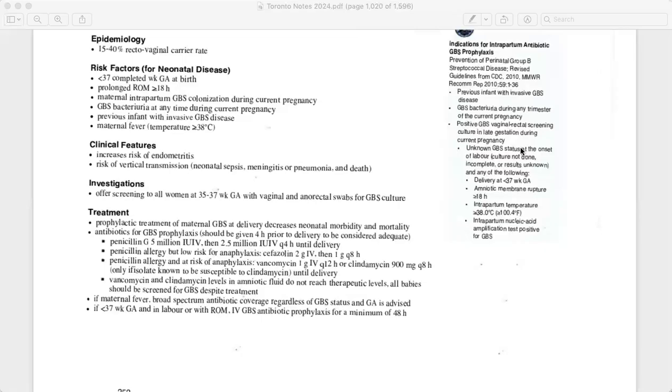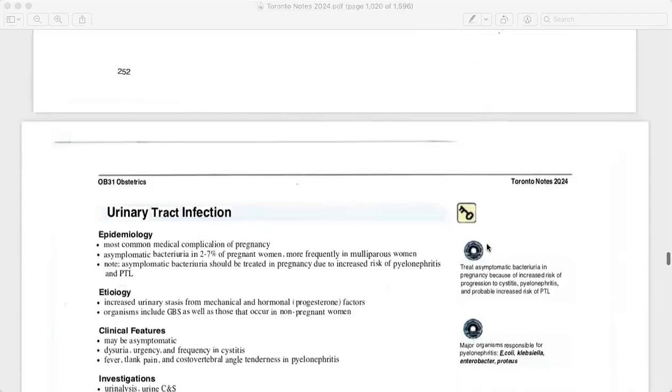Okay. Positive GBS vaginal rectal screening in the late gestational during the current pregnancy, so usually in the current one. Unknown GBS status at the onset of the labor, so you don't know. Delivery at less than 37 weeks, amniotic membrane rupture at more than 18 weeks, intrapartum temperature and intrapartum NAT test positive for the GBS. So in those conditions, you are going to give it.